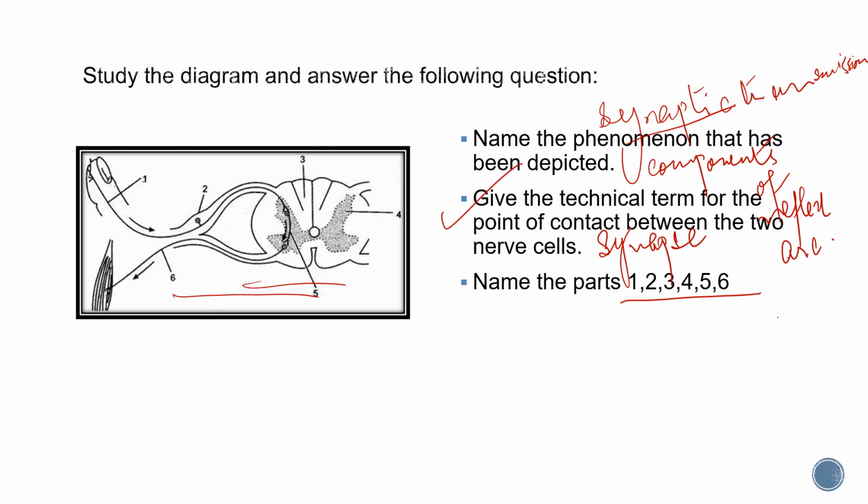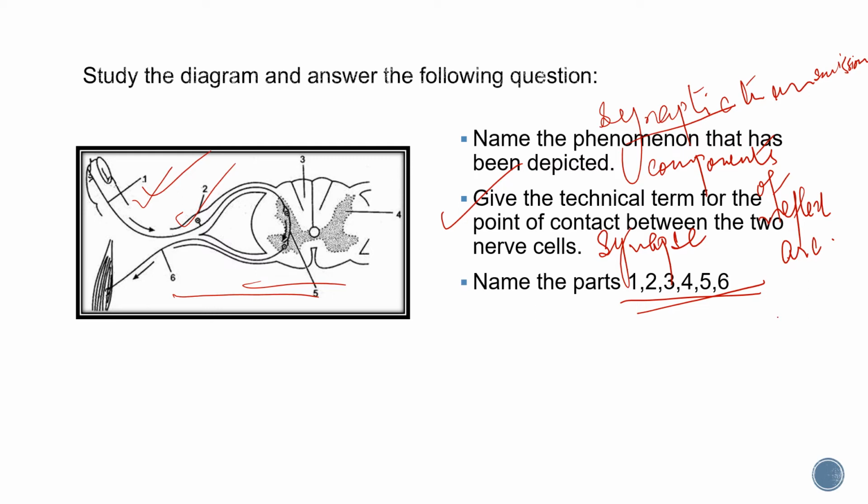Now let us label the parts. Name the parts 1, 2, 3, 4, 5, 6. First, this part is the receptor cell. We can say that we are receiving the stimulus here. Then this is the sensory neuron through which it is passing. The impulse is being taken to the spinal cord.